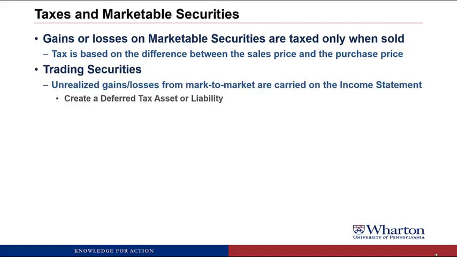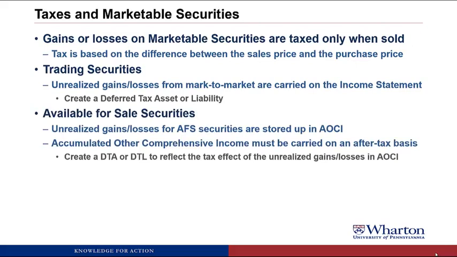But when we did the trading securities method for marketable securities, we saw that we had to mark our marketable securities to market value, and we had unrealized gains or losses that went onto the income statement. That creates a problem because we have gains or losses that go on the income statement and will affect income tax expense, but are not yet taxed for our tax return. That creates a temporary difference, and so we're going to need a deferred tax asset or liability in this situation.